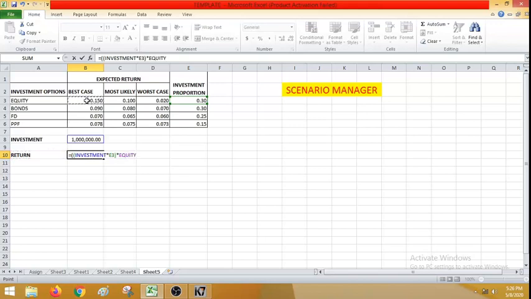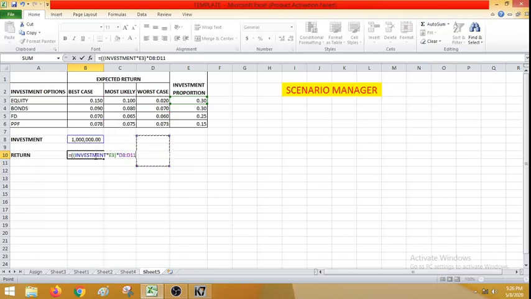Hope you can understand. So here it is 10 lakhs, and in that 10 lakhs, 30% is going to be invested in equity. Since 30% is going to be invested, 15% is going to be the return. Okay, so hope this is clear.